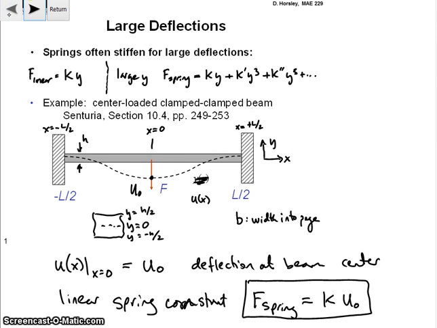So our potential energy function is going to be U is equal to the strain energy minus F, the work done by the external force. And let's look at how we want to do this. Well, the force is applied at the beam center, okay? And so the displacement that this is acting on is u naught.